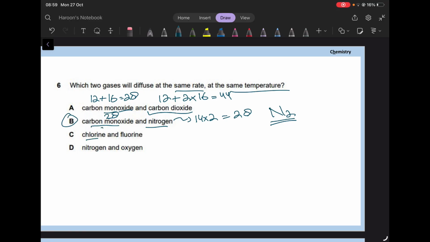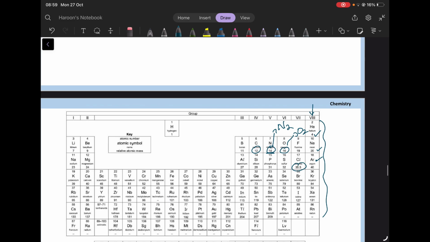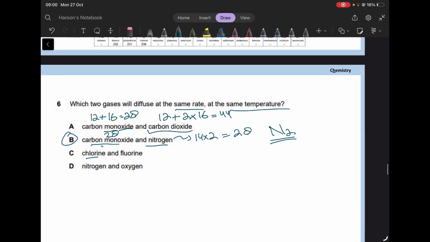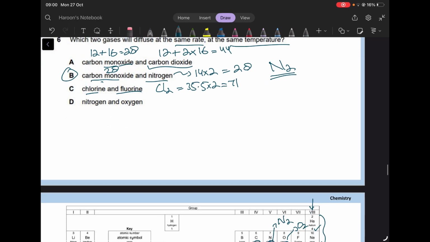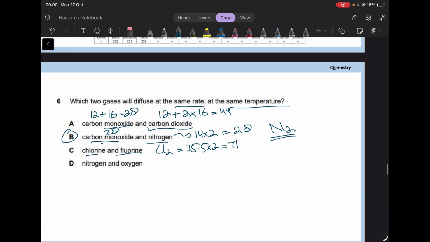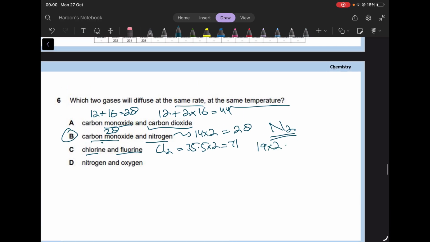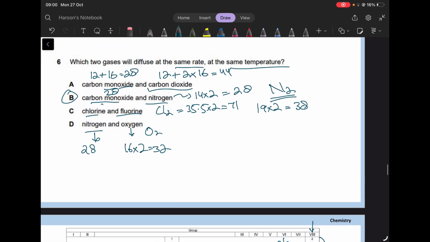For chlorine, it would be 35.5 times 2 basically, because this would be in Cl2 form as well. 35.5 times 2 would be 71, and fluorine would also be in diatomic form. 19 times 2 would be 38, so not the same. And once again, nitrogen over here should be 28, and oxygen would also be in O2 form, basically two atoms of oxygen. 16 times 2 would be 32. So only B has the same masses.